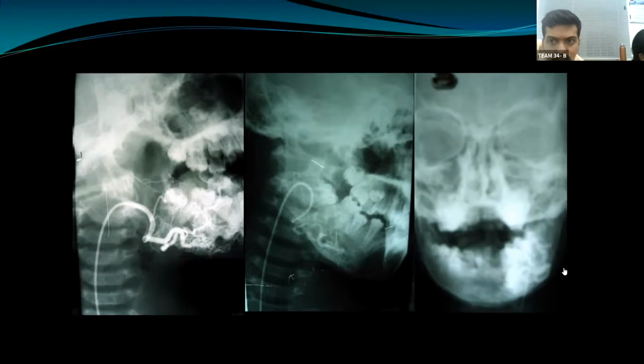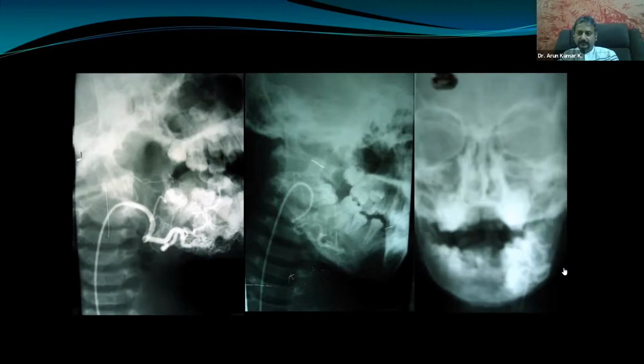Sialography. Incorrect answer. Team 20. Pass, sir. Pass. Team 35. There are no negative marks. I don't know why you want to pass. You can make a blind guess.